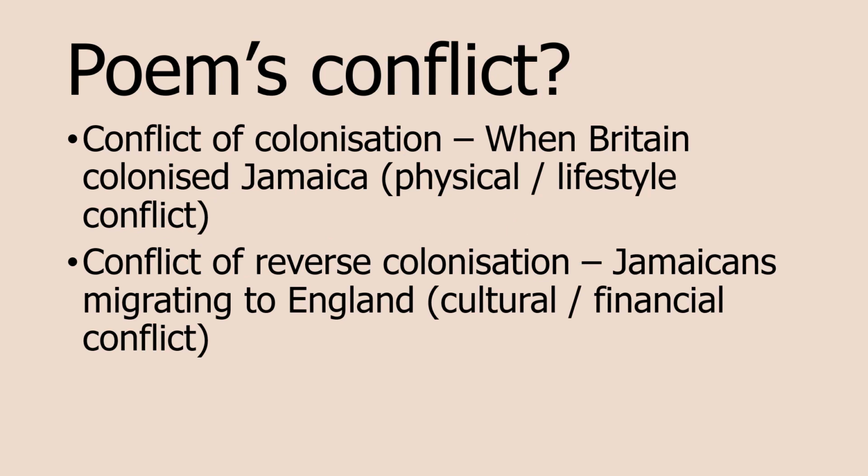So where do we see conflict in this poem? After all, it's found in the conflict anthology. I think there's two types of conflict. I think there's the conflict of the original colonisation. So when Britain colonised Jamaica, I assume there was physical conflict, there was loss of life. Again, maybe check with your history teacher, who might know more than me. I think there was also maybe a lifestyle conflict, so British lifestyle, I assume, is different to Jamaican lifestyle. So there was a tension there.